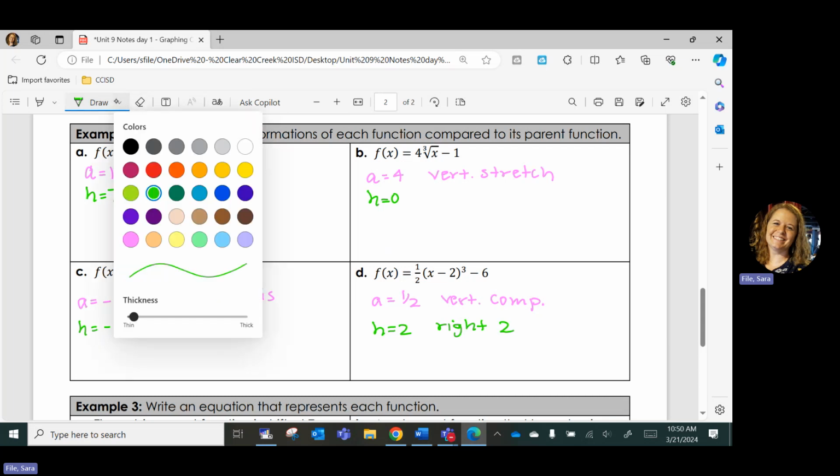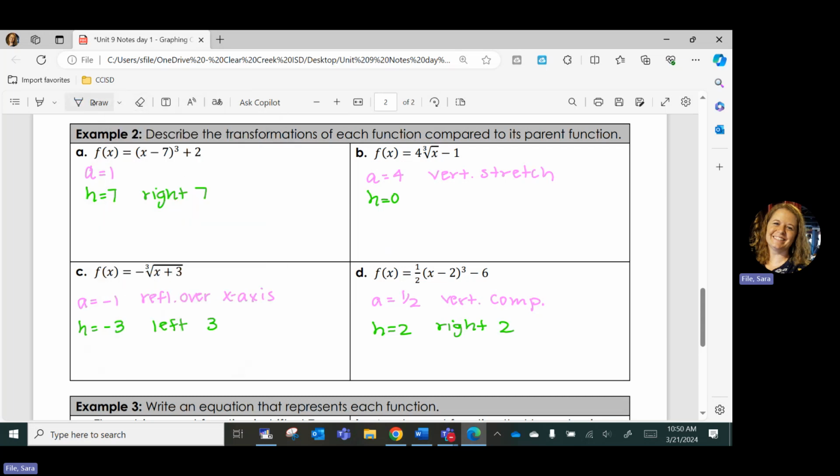Good. So then the last but not least is K. I'm going to finish this up. So if the bell rings, y'all can watch this video to get the rest of this. Okay, so K here is 2, which is up 2. K here is -1, which is down 1. K here is nothing. There's nothing added or subtracted outside, so no change there. And K here is -6, so it's down 6.